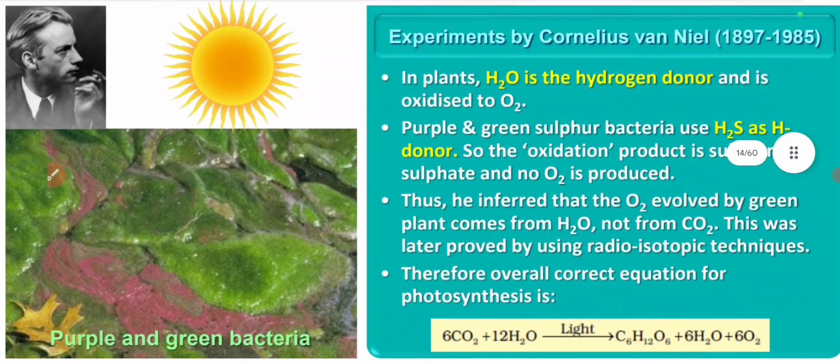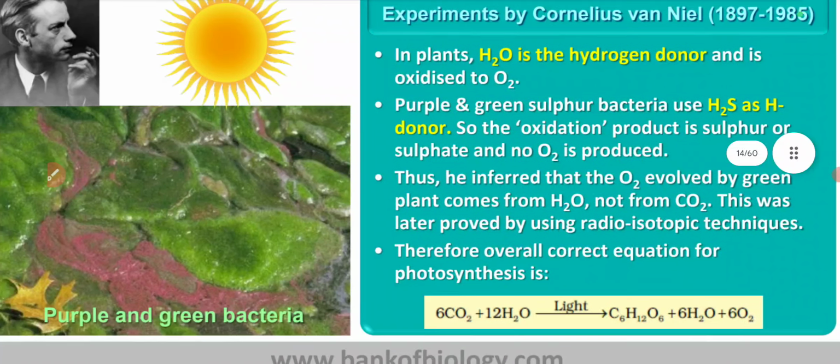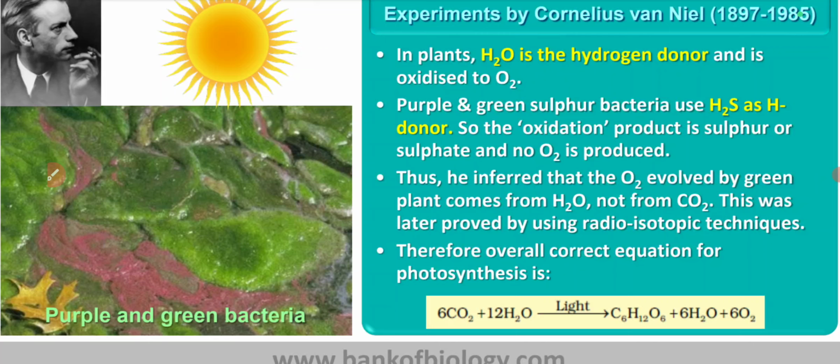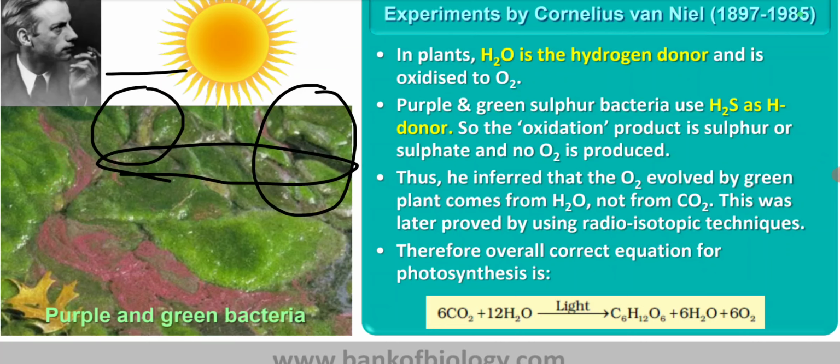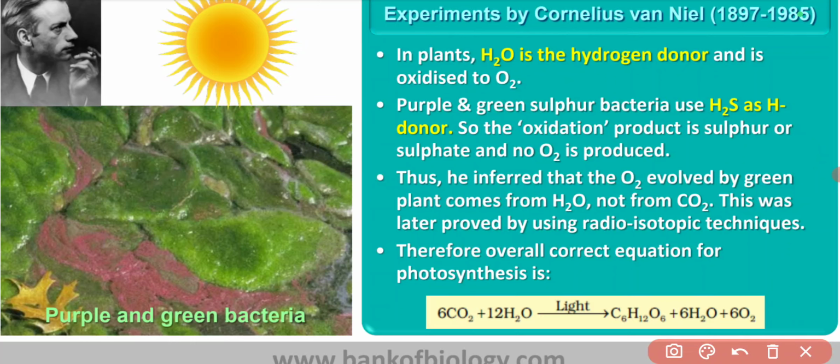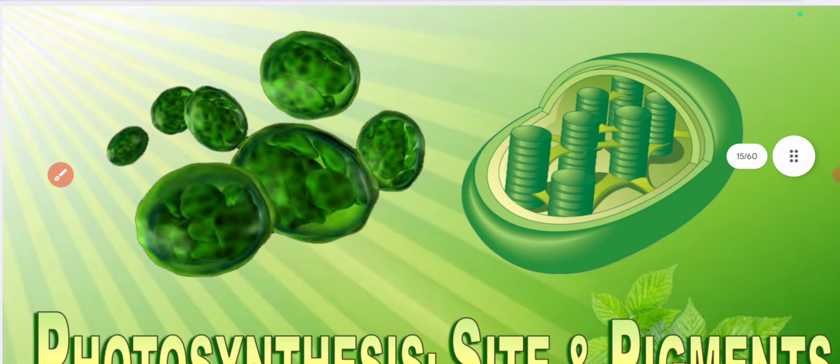Remember the scientist's name and what he did in his experiment, and what he concluded. Here, Van Niel concluded that the oxygen evolved by green plants comes from H2O, not from CO2. It was demonstrated by Van Niel. A direct question comes, so remember the term.